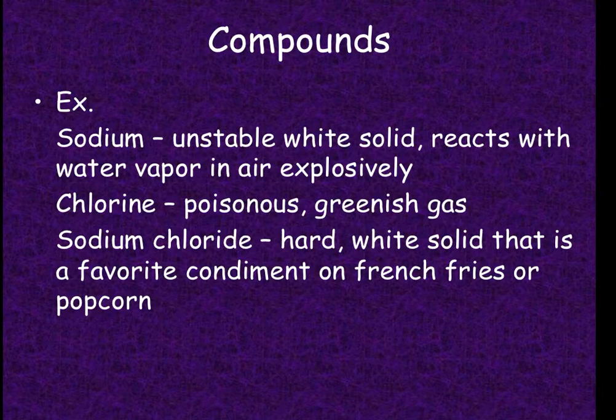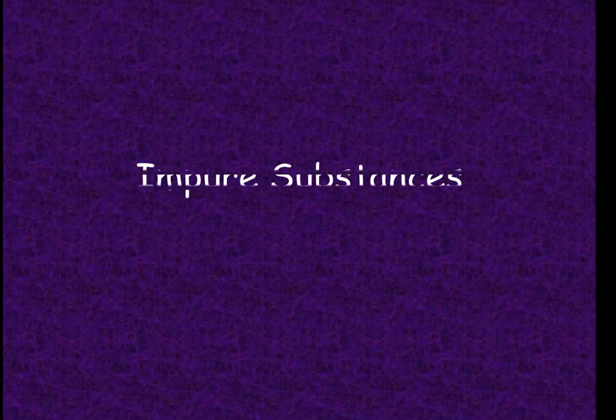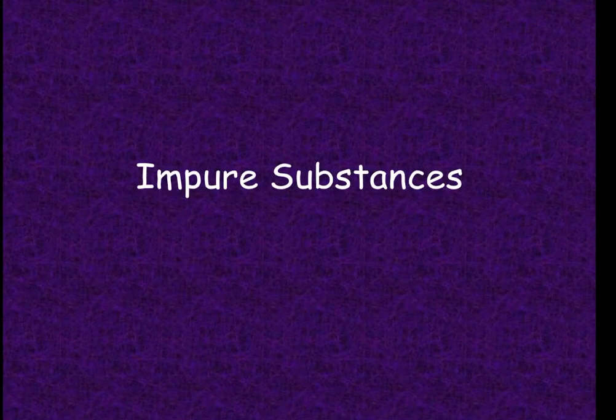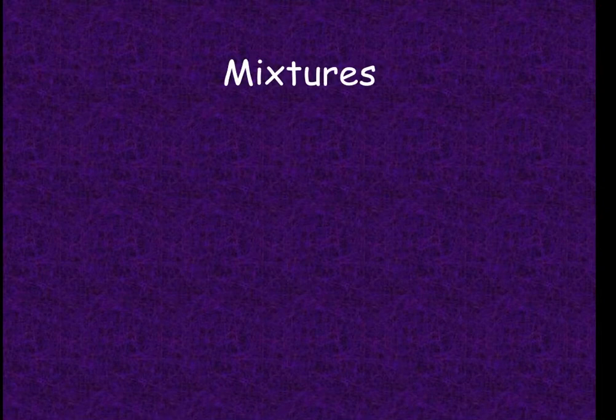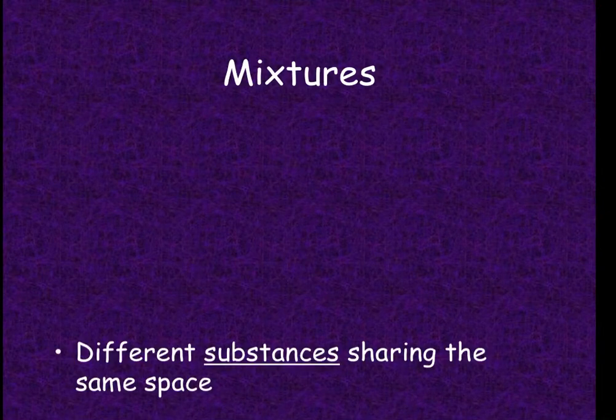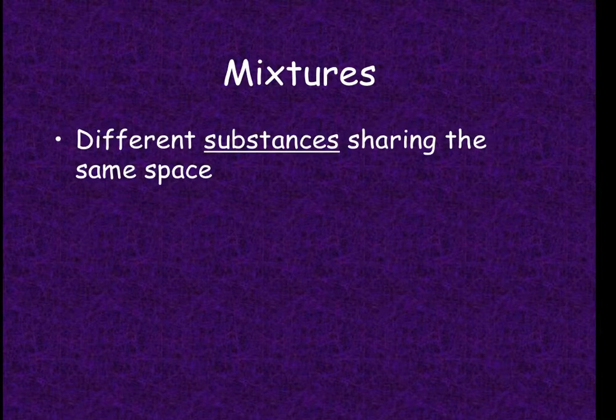Now, the second way we can classify matter is based on its composition, so those two are our pure substances. Let's take a look at our impure substances. Impure substances are often referred to as mixtures. Mixtures are defined as different substances that share the same space, but they're not chemically combined. We can actually separate them by physical means.